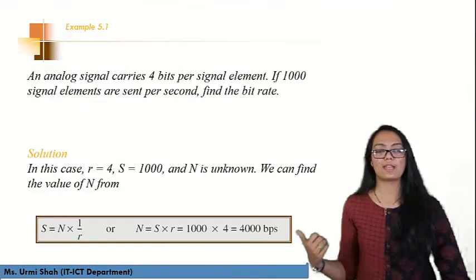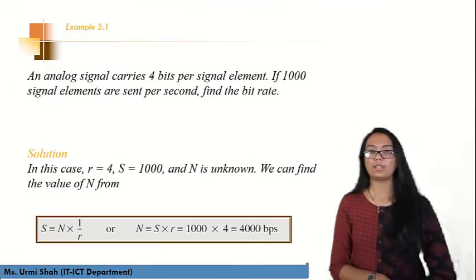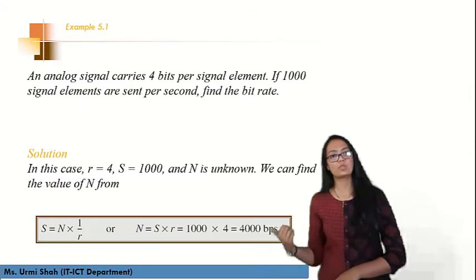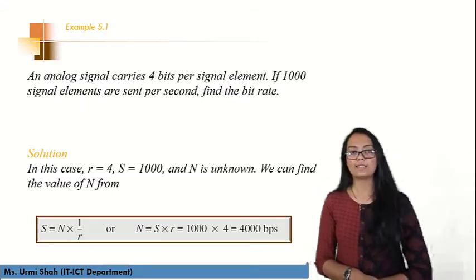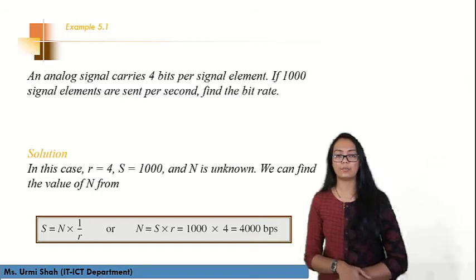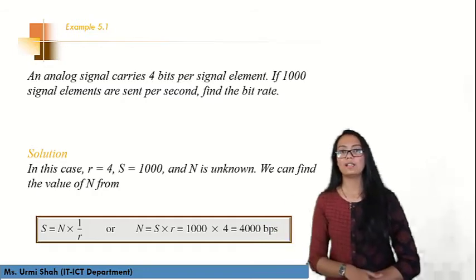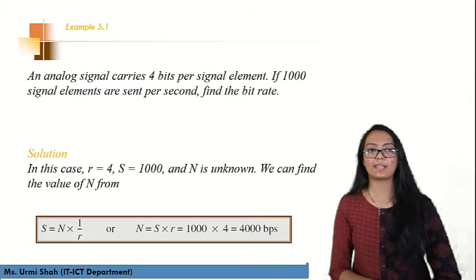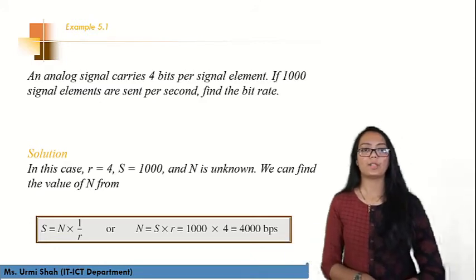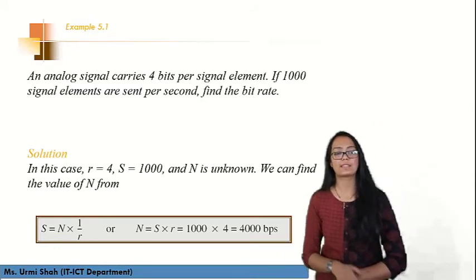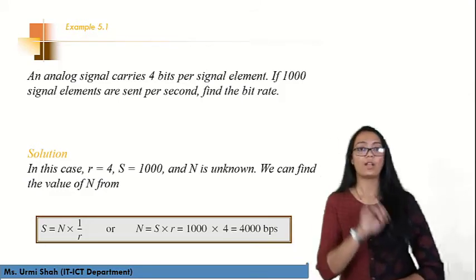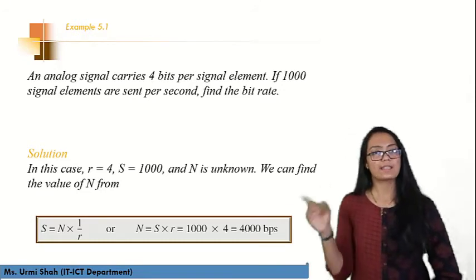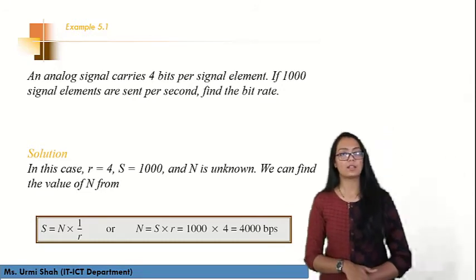Next, let's understand this by having one example. The question given over here is, an analog signal carries 4 bits per signal element. If 1000 signal elements are sent per second, you need to find the bit rate. So in this case, what is given to you? It carries 4 bits per signal element. So R is 4. Signal elements S is 1000. N is unknown to us.